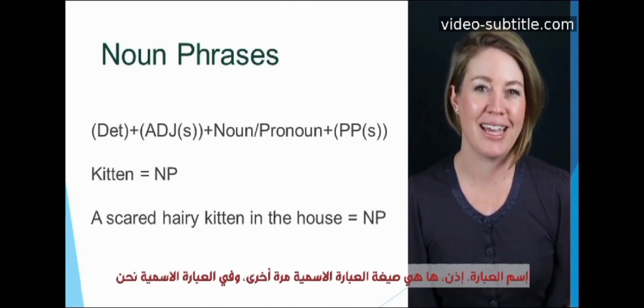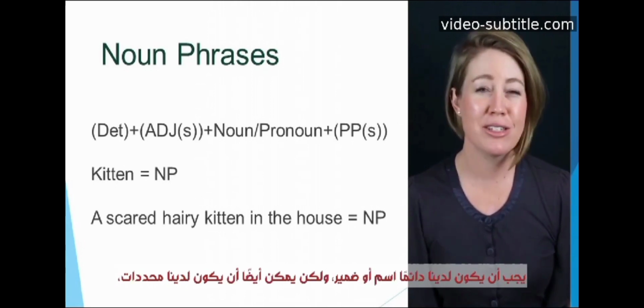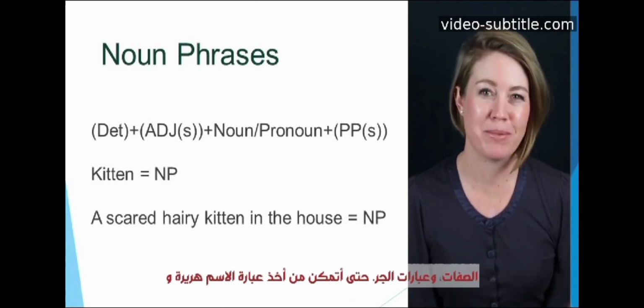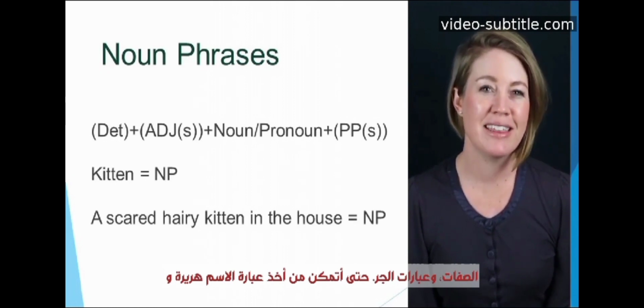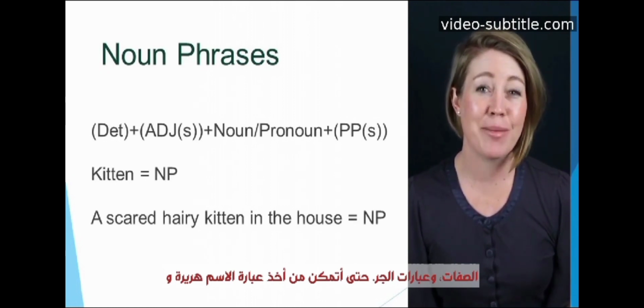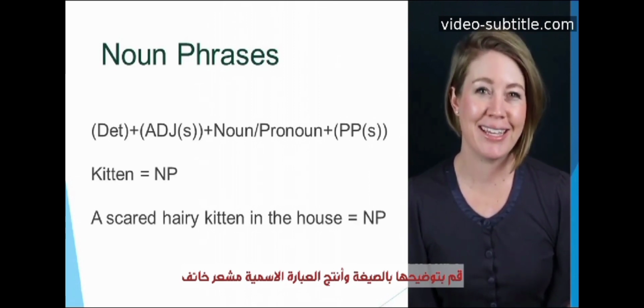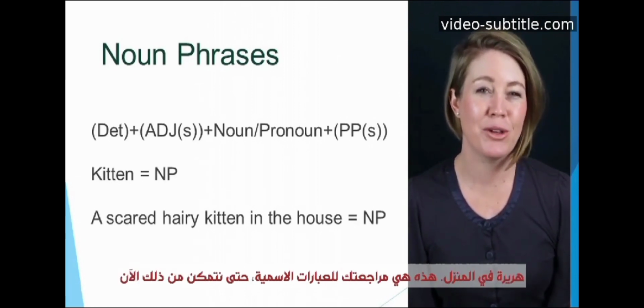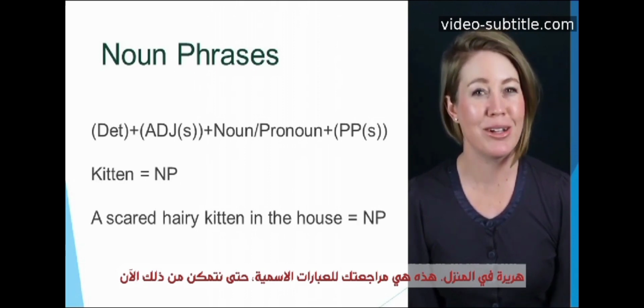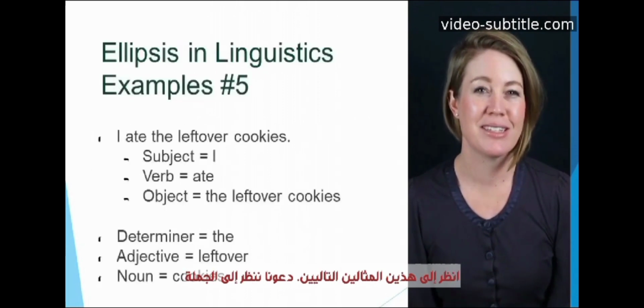So here's our noun phrase formula again, and in a noun phrase, we always have to have a noun or a pronoun, but we can also have determiners, adjectives, and prepositional phrases. So I can take the noun phrase kitten and elaborate on it with the formula and produce the noun phrase, a scared hairy kitten in the house. So that's your review of noun phrases, so we can now look at these next two examples.